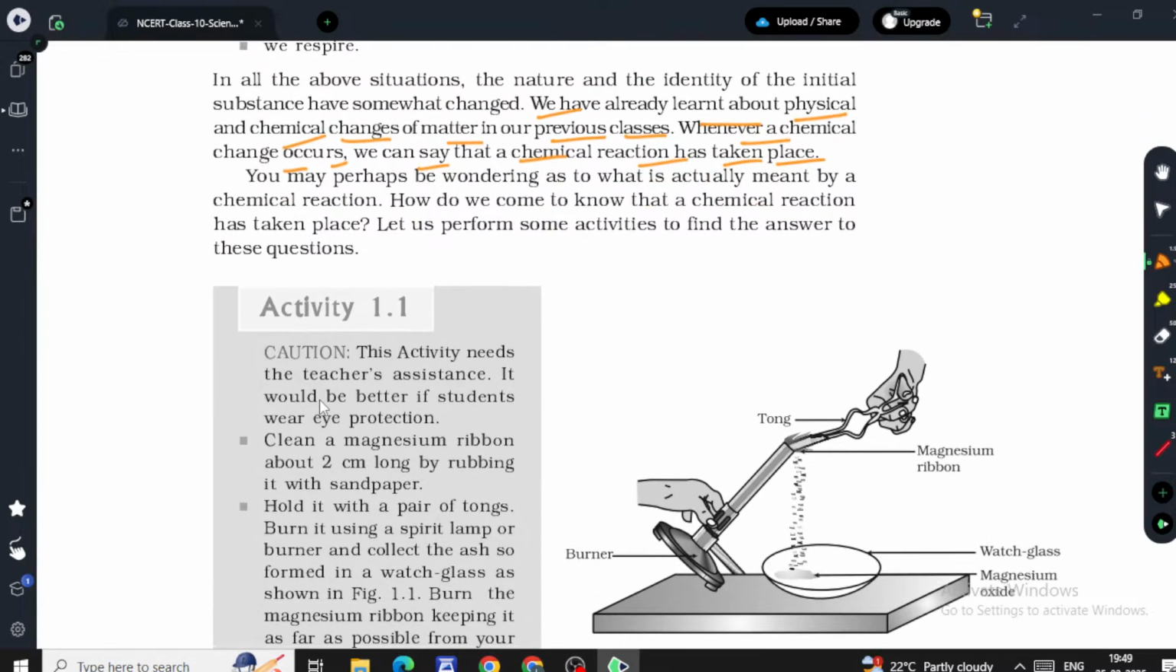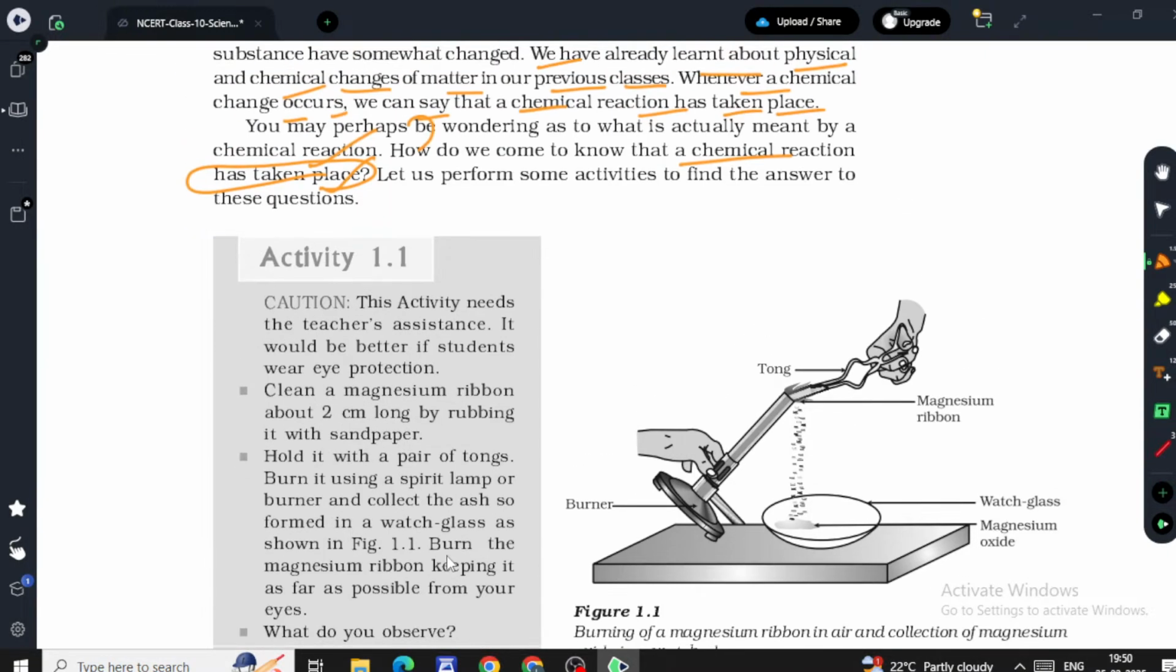Okay, you may perhaps be wondering as to what is actually meant by a chemical reaction. How do we come to know that a chemical reaction has taken place? Let us perform some activities to find the answer to this question. Here the book is telling that, how do we come to know that a chemical reaction has taken place? How do we come to know? Okay.